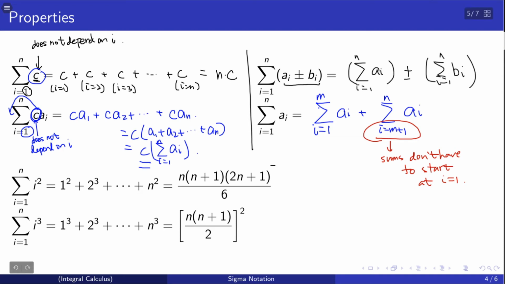Finally, here are two other properties that you may find useful. If we change i to i squared or i cubed in our sigma notation, then we also know exactly what the totals are when you add up to the nth term. Okay, so you'll see them in use later on.